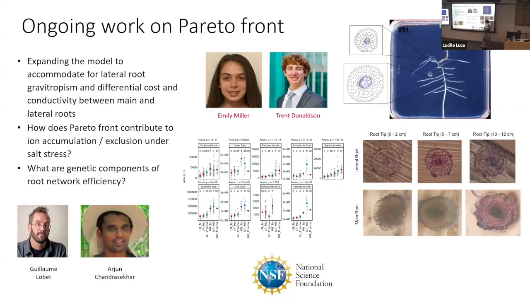So right now, together with Arjun and Guillaume Lobet from Belgium, we are integrating all of those physiologically quite relevant features into our Pareto front optimality metrics. And then using those adjusted models, we're going to recalculate everything for our entire diversity panel and then use that to run the genome-wide association. And hopefully we're going to learn a little bit more about which genes are involved in optimal root system architecture or optimizing the cost or the transport rate.